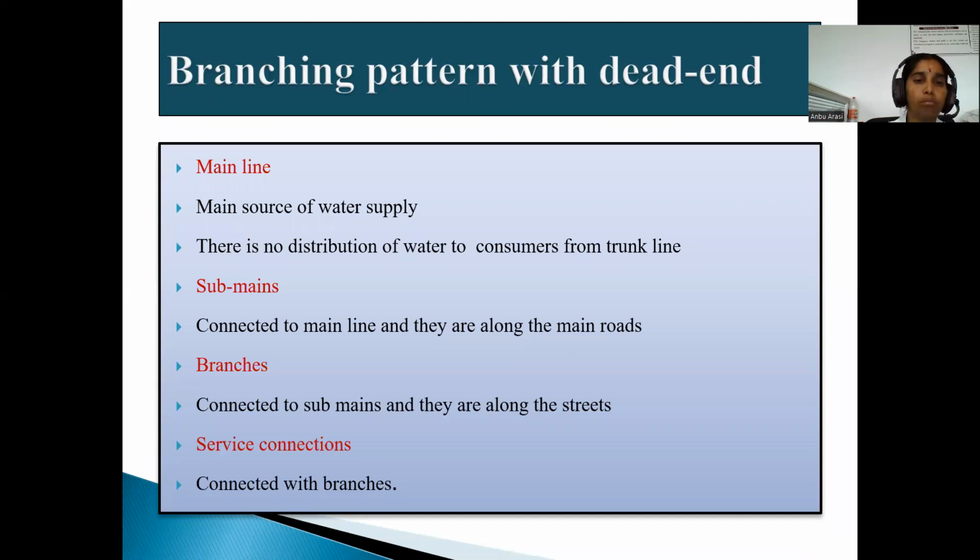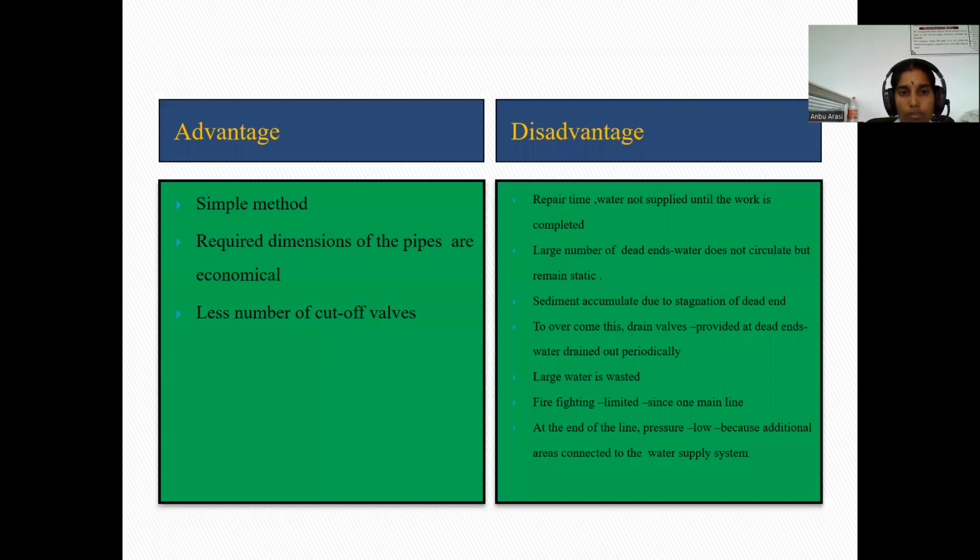This has one main line, submains, and branches. The main line contains the main source of water supply. There is no distribution of water to consumers from the main line. Submains are connected to the main line and they run along the main roads. Branches are connected to submains and they are also along the streets. Service connections are connected with branches.